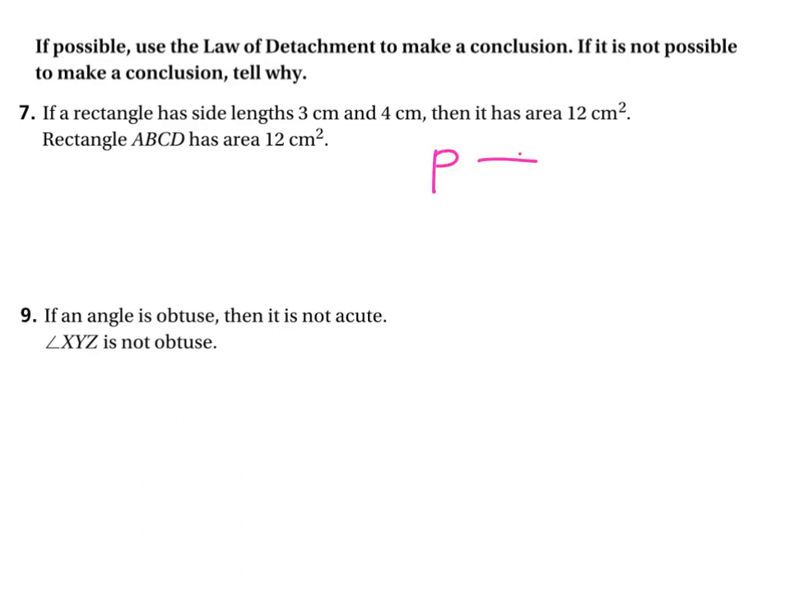First, we know that P implies Q. That's just some conditional statement that they gave us. And then we found out that P is true. The hypothesis of that conditional is true, and therefore we know that the conclusion is true. Okay, that's how it works. I'm going to erase that, just wanted to put that out there.